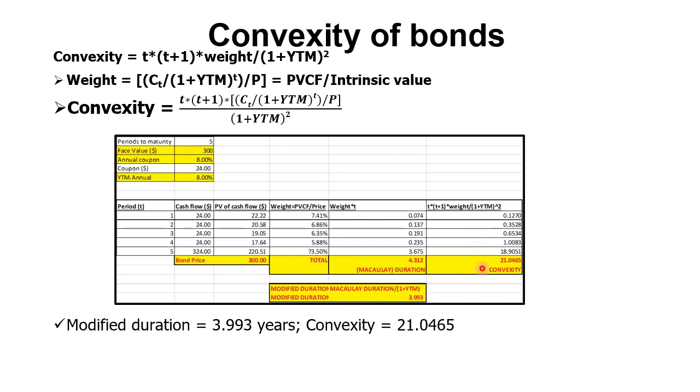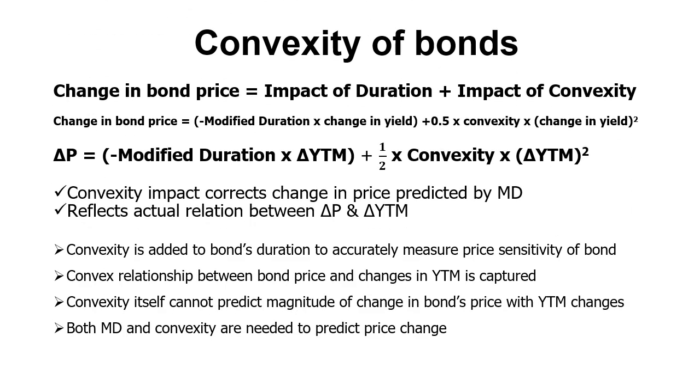For our 5-year bond, the modified duration is 3.993 and the convexity is 21.0465. This convexity figure is the adjustment that we need to make according to the following formula for correcting the error in estimation if we predict the bond price change purely based on modified duration. Now the change in bond price is equal to the impact of duration plus the impact of convexity. Therefore, if we predict the change in bond price purely based on duration, we will not arrive at an accurate figure.